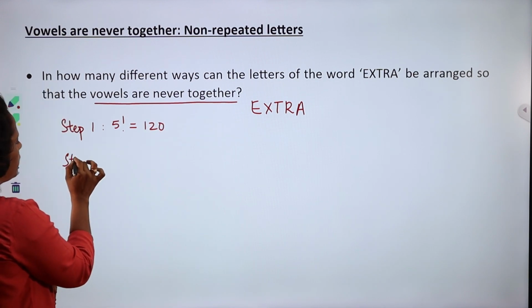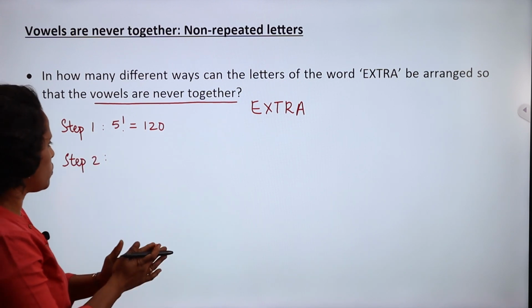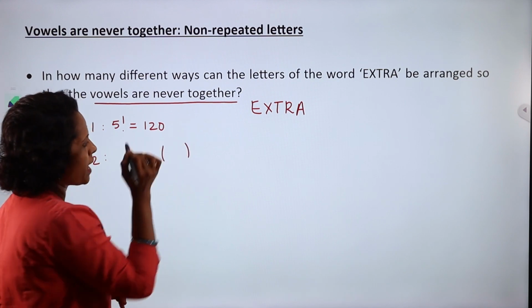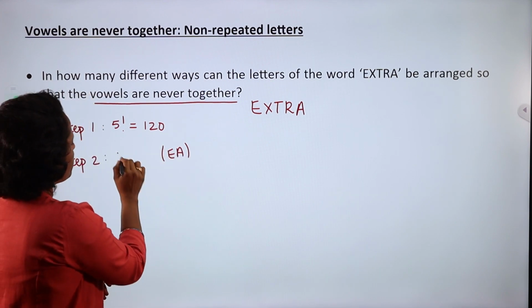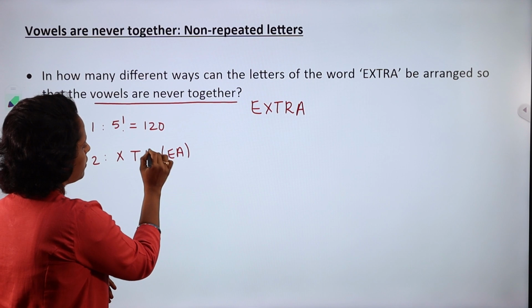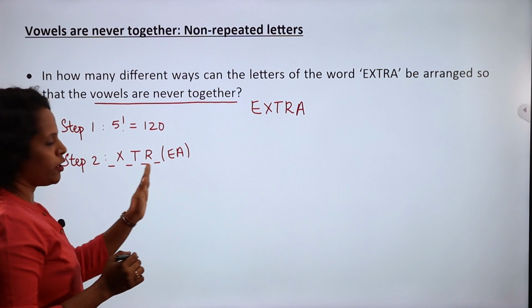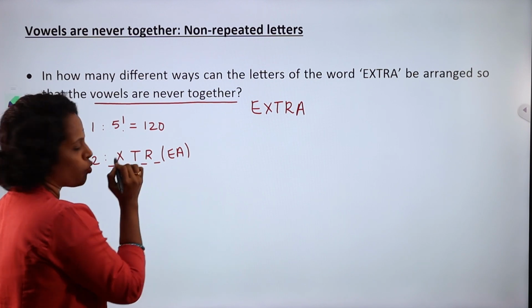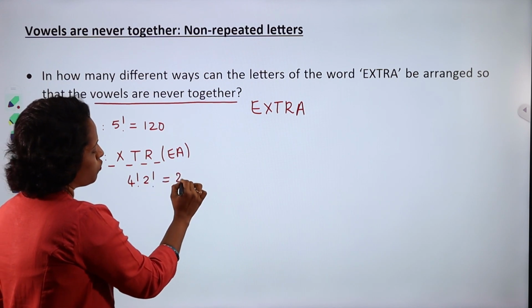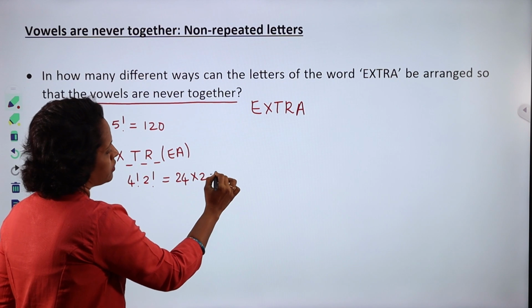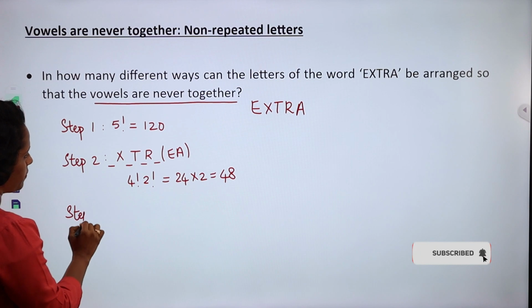Step 2. Step 2 is the words in which the vowels are always together. Always together. Open the bracket, put the vowels inside the bracket, E and A. Write down the remaining letters here. Right. Now this set of EA can come here, here, here, here. Any of the 4 places. That can be done in 4 factorial ways. These two can be arranged within themselves in 2 factorial ways. 4 factorial is 24 and 2 factorial is 2, which is 48.